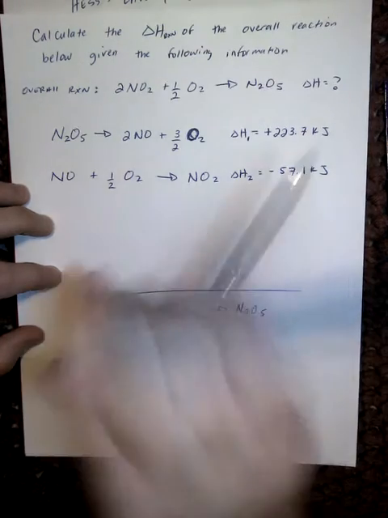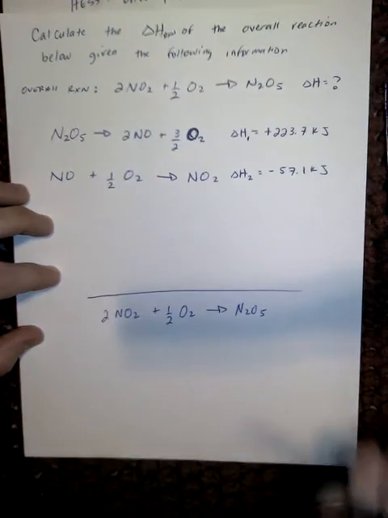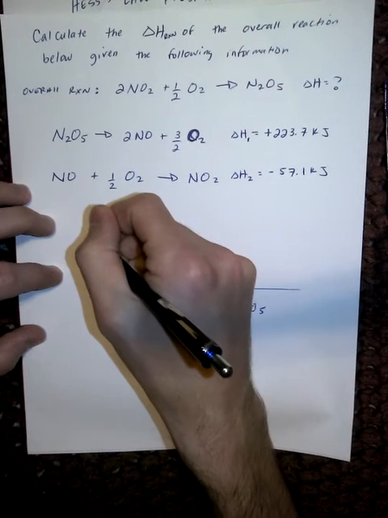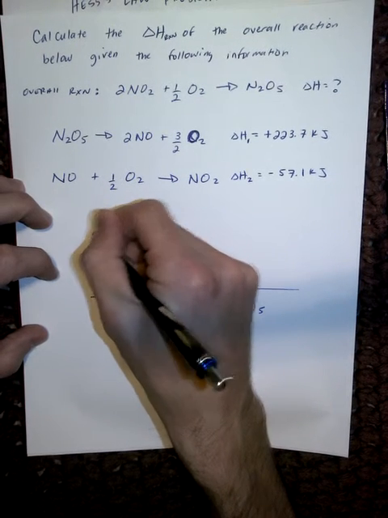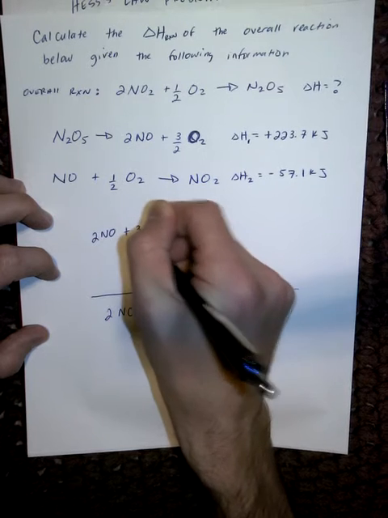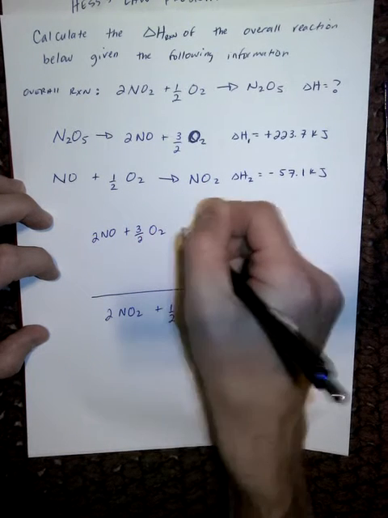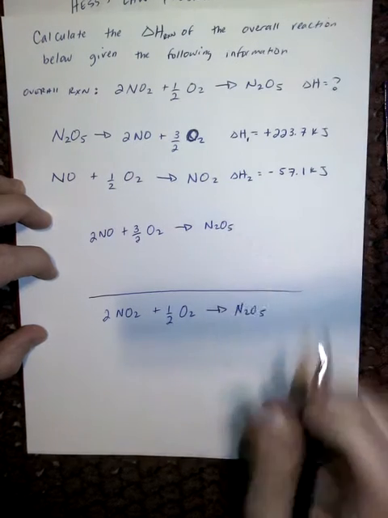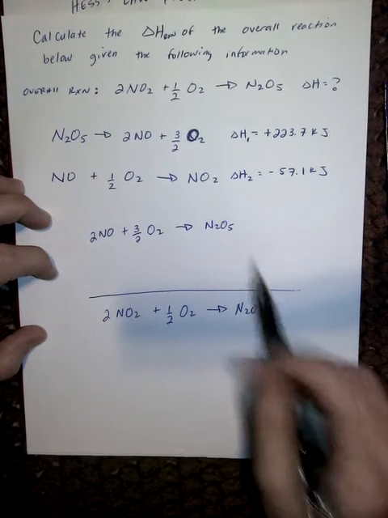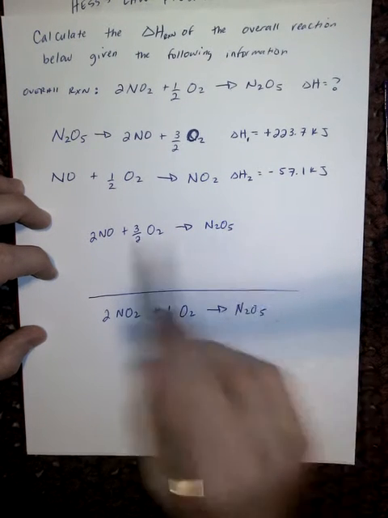So what am I going to do? I'm going to flip this. I'm going to flip the entire step. So instead of having N2O5 as a reactant, now we're going to have 2 moles of NO as a reactant plus 3/4 moles O2 forming 1 mole of N2O5. Right? So now in my overall I have the product that I want. I just had to flip this step.